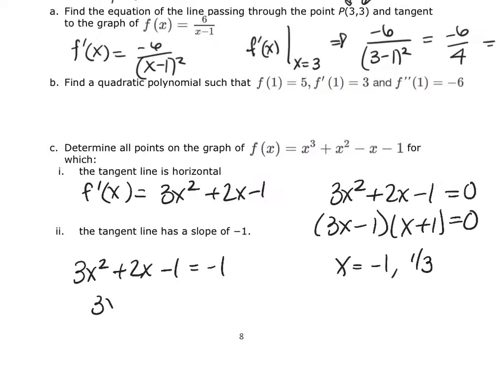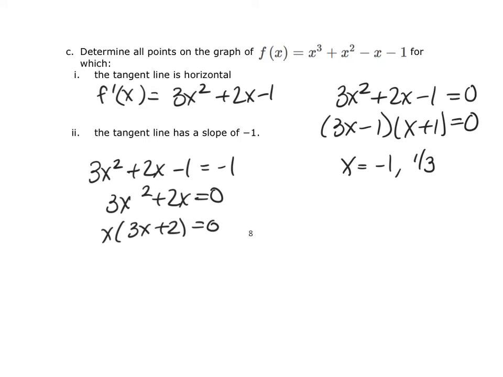Add 1. Then what? Factor out an x. So where are there two places in which the slope is -1? When x is 0 and when x is -2/3. How was that?